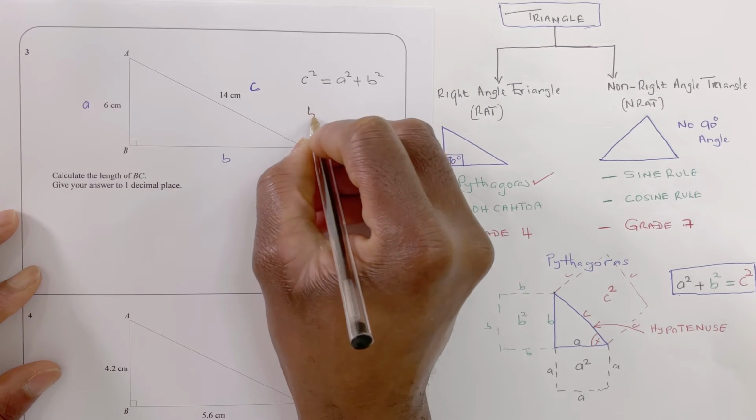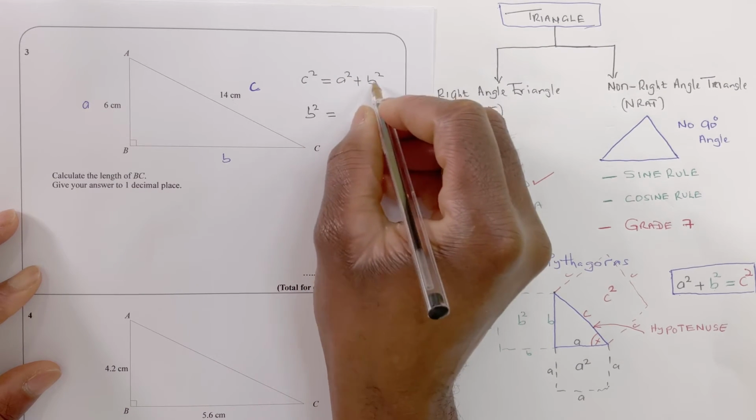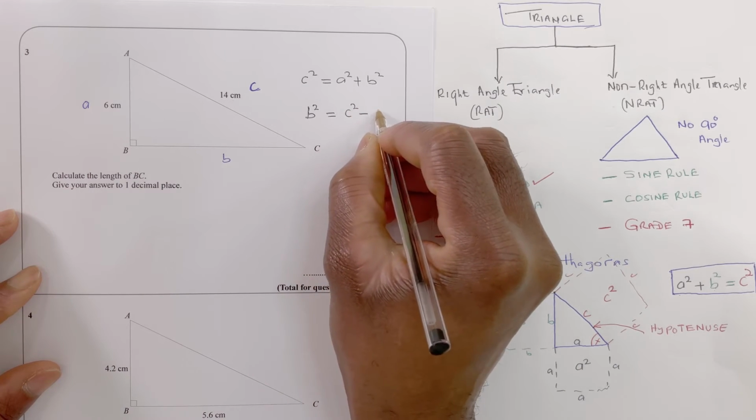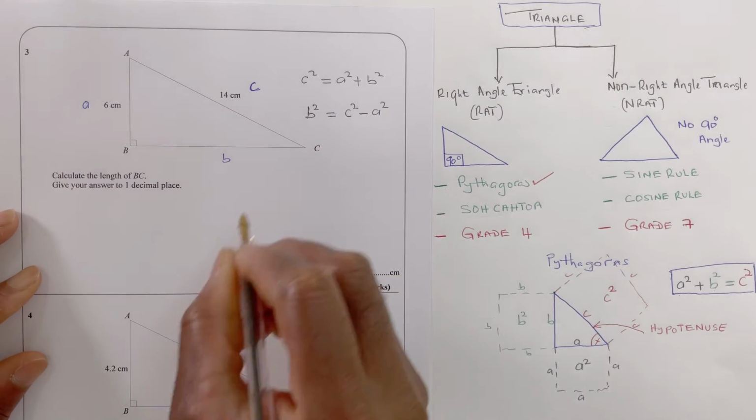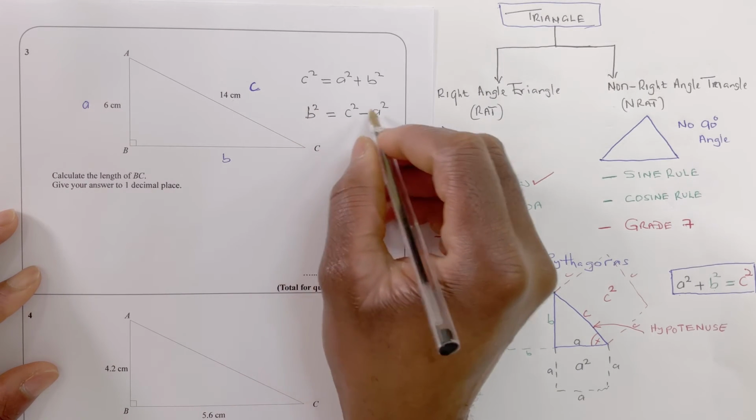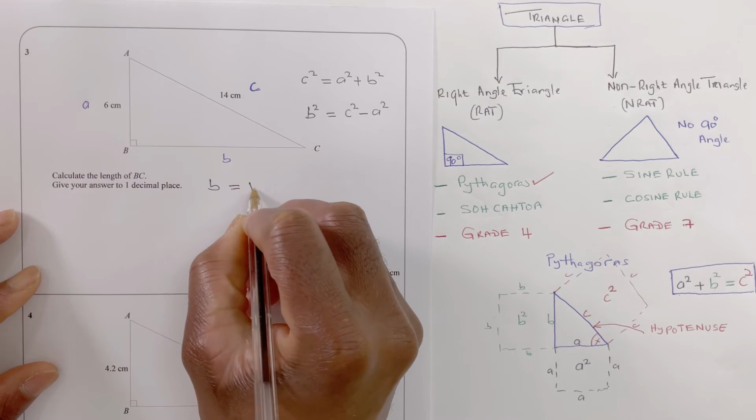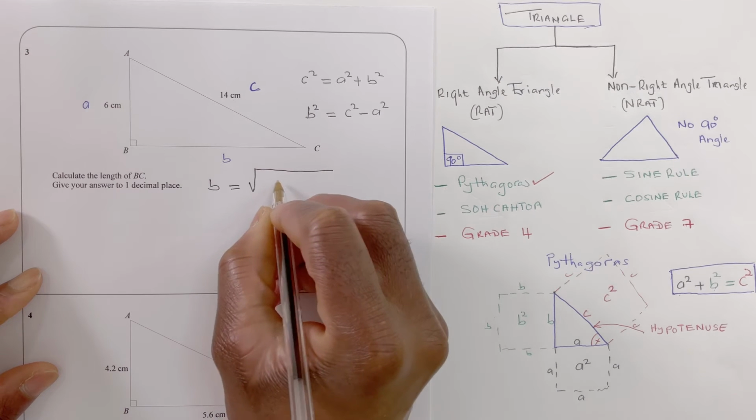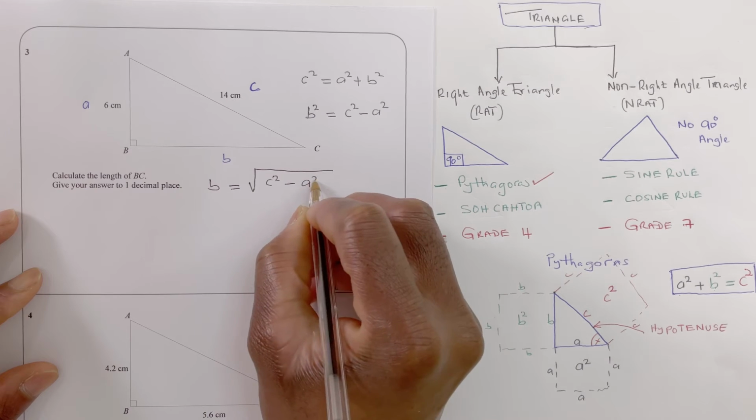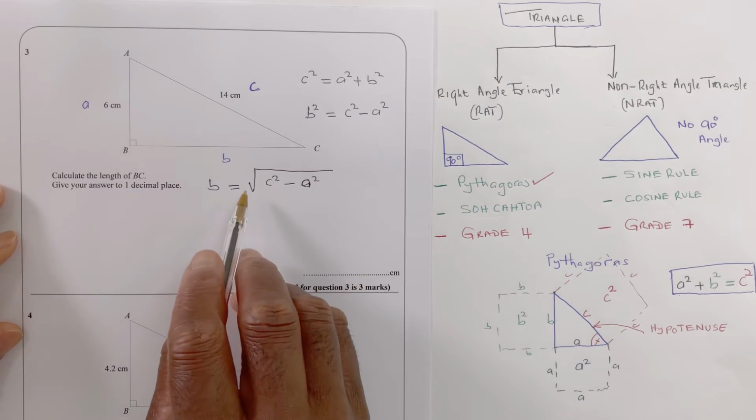So B squared will be equal to, if I move A squared from there, that will be B squared alone. So that's B squared. That will be equal to C squared minus A squared. But I don't want B squared, I want B. So I need to square root both sides. So therefore, B will be equal to the square root of C squared minus A squared. So that's the formula I'll be using.